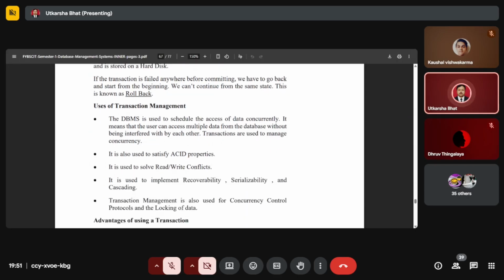Uses of transaction management. The DBMS is used to schedule the access of data concurrently. It means that the user can access multiple data from the database without being interfered with by each other. Transactions are used to manage concurrency. It is also used to satisfy the ACID property. It is used to solve the read-write conflict.